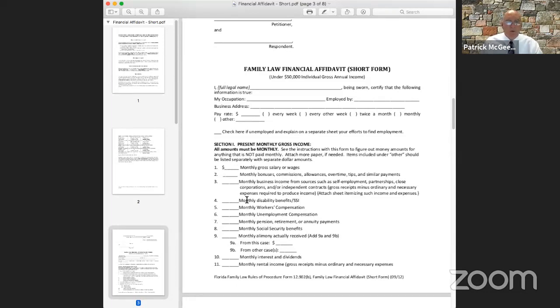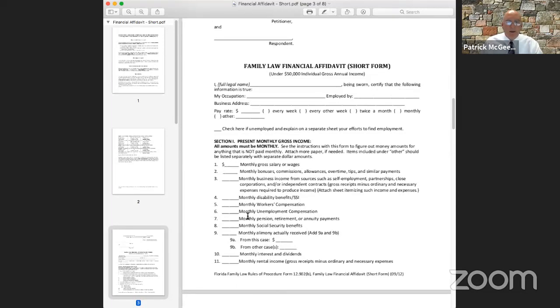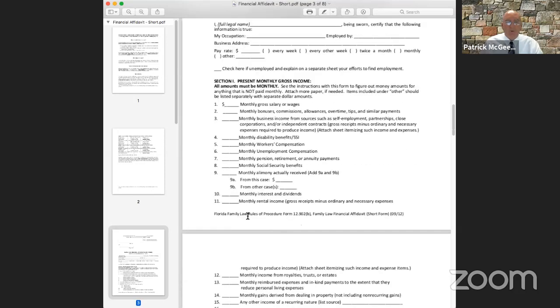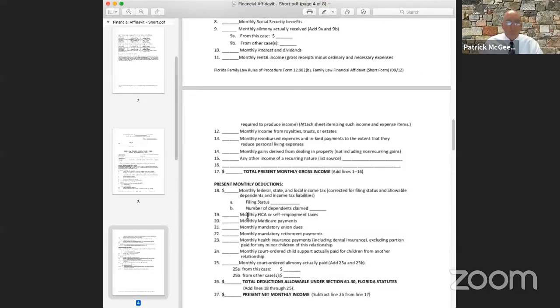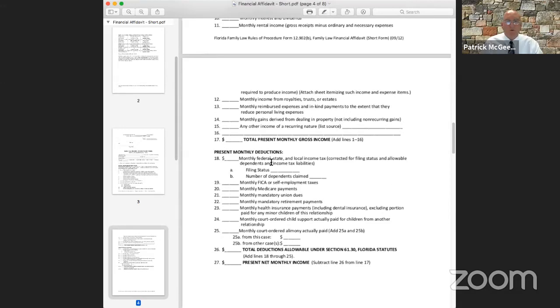It also has other income on here. If any of it applies, make sure that you fill it in and put it in. Your monthly deductions. This is where your taxes come in. So you can look at your tax return or you can look at your pay stub and fill out the amounts you're using for taxes.